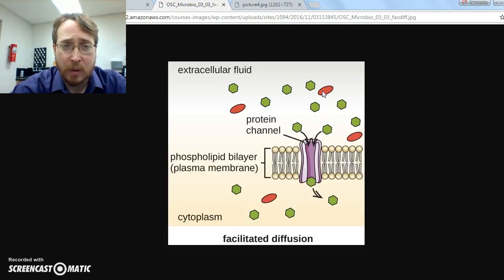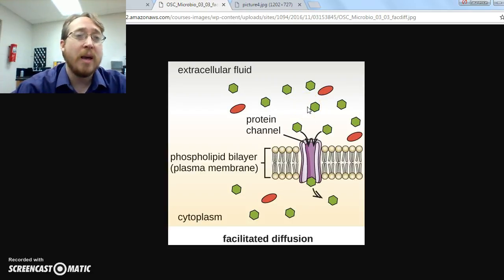Another thing about channels, because they're simply an open tunnel, is that they can go in either direction. So when the concentration gradient changes, the direction of the molecule's movement will change. Right now, the particles are moving from a high concentration of hexagons to a low concentration of hexagons. But should the situation in the cell change, then we might have a higher concentration of hexagons here, and we would go the other direction. So channels are two-way motion, and the motion changes based on the concentration gradient.